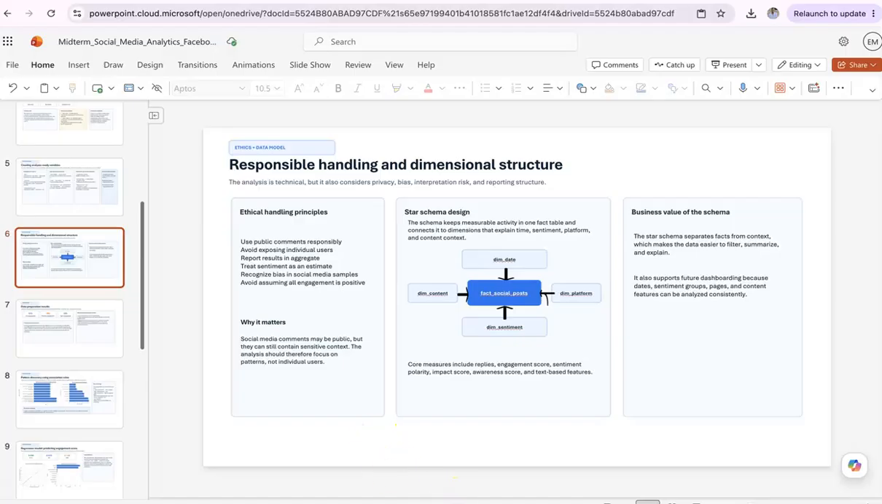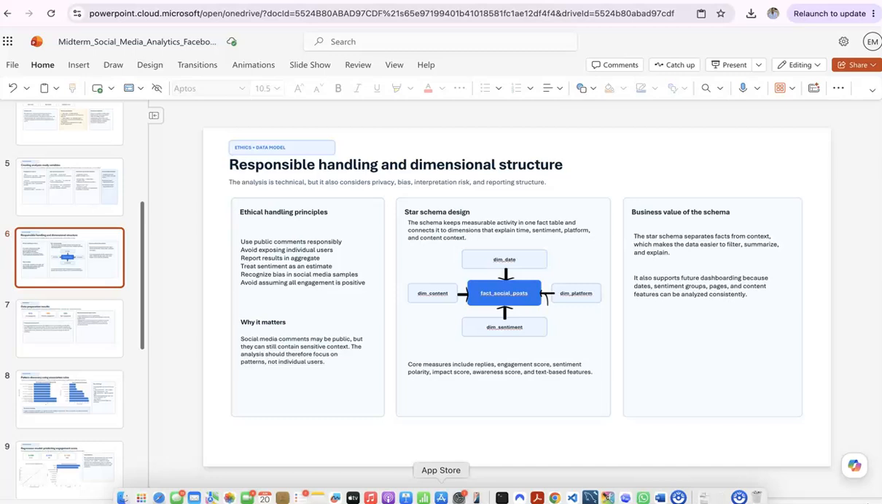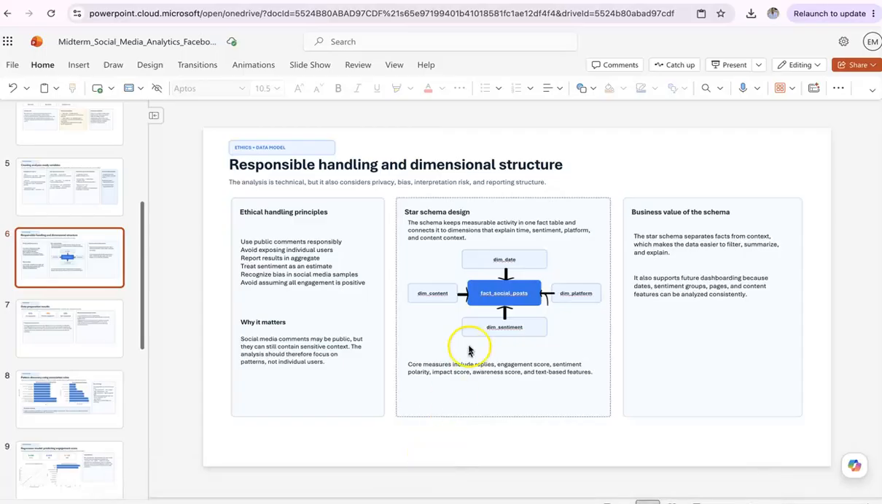This slide shows the dimensional model. The central fact table is fact social post, which stores the measurable activities such as replies, engagement score, sentiment score, impact score, and awareness score. Everything measurable is stored here in the fact social post. The supporting dimension tables include dim date, dim platform, dim content, and dim sentiment.